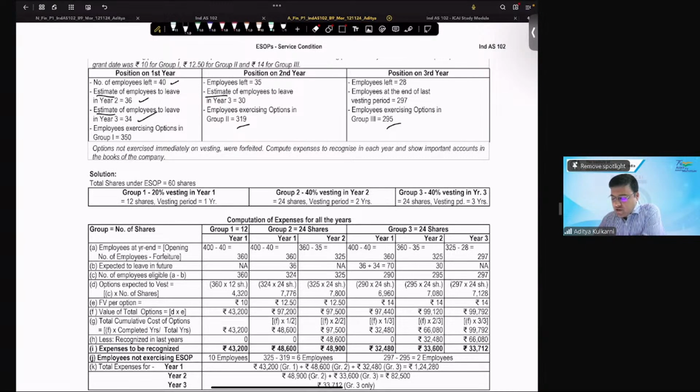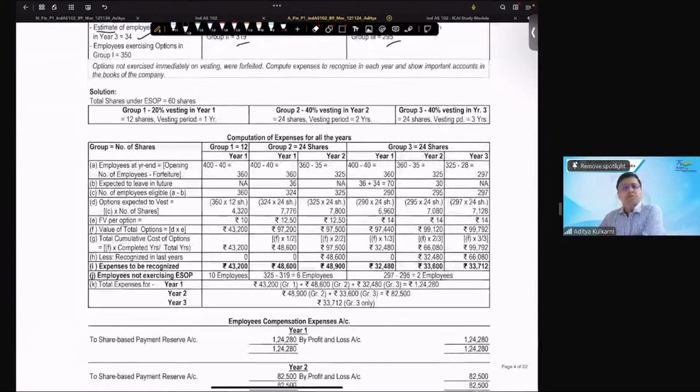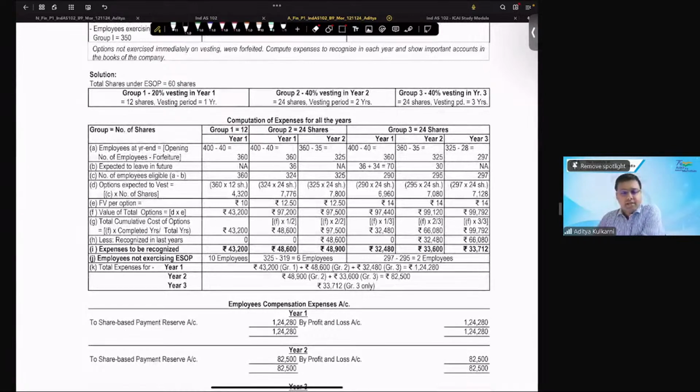Compute expenses to recognize in each year and show the important accounts in the books of the company. Are we okay with this? Have you understood the question? Yes. Okay, so let us understand the calculations.